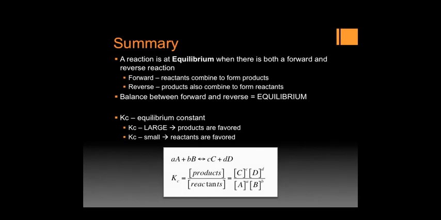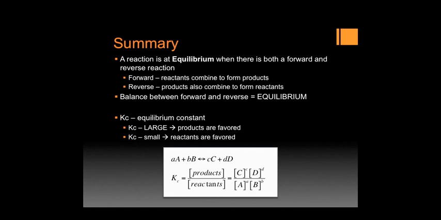To summarize this video, a reaction is at equilibrium when there's both a forward and a reverse reaction. The forward reaction is what we're more used to throughout the year, which is when the reactants combine to form products. What's new today is the idea that the reverse reaction can also occur, where the products combine to form reactants. As the forward reaction and the reverse reaction occur simultaneously, you get chemicals cycling back and forth between products and reactants, and this generates a balance. And that balance we refer to as equilibrium.